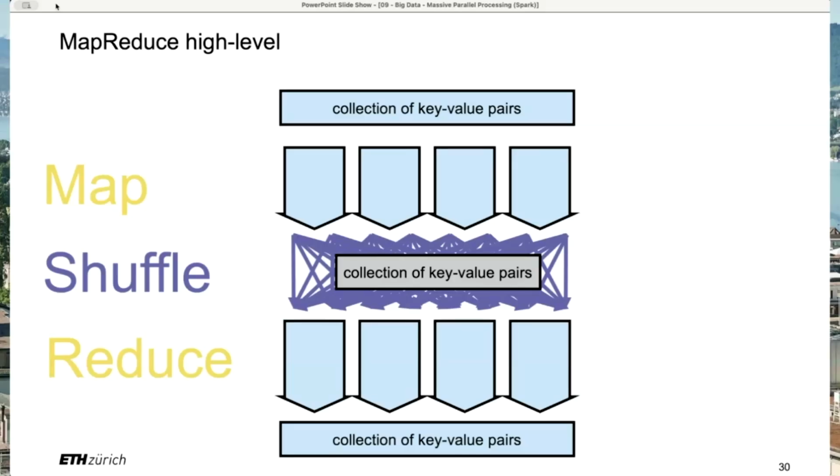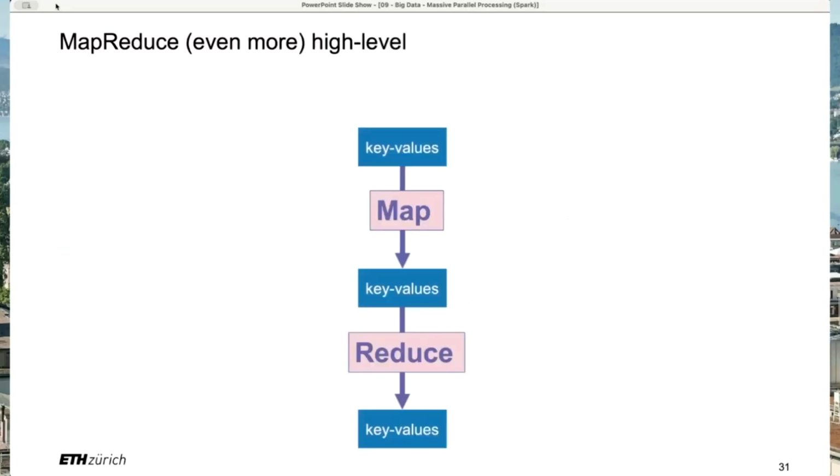We've seen MapReduce. We saw that it looks like this. We map in parallel, then we shuffle the data around, the intermediate collections of key value pairs, and then we reduce and we have an output collection of key value pairs, right? If I abstract that a little bit away and zoom a little bit out, this is basically what we do. We have a collection of key values. We map them to an intermediate collection of key values, and then we reduce them to an output collection of key values, right? That is the logical view on that.